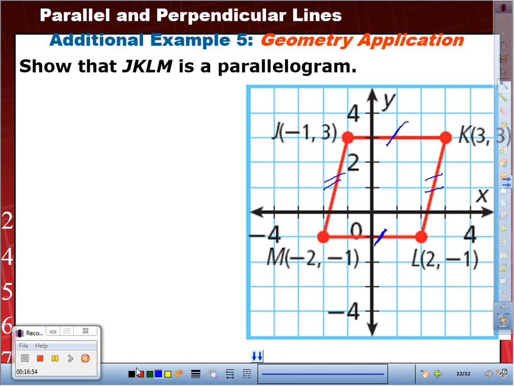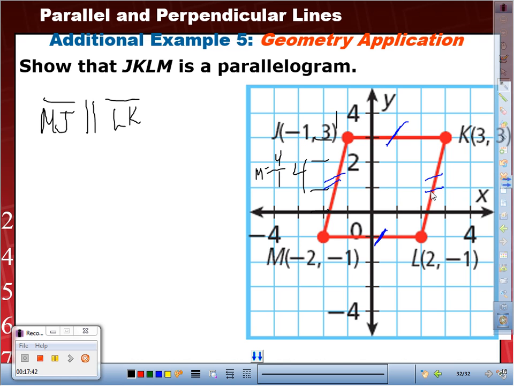So check this out. Look up please. First I'm going to check to see if MJ is parallel to LK. How can we check that? We can check it using the slope. So what would be our slope from here to here? Let's see, 1, 2, 3, 4. How many to the right? 1. So my slope is 4/1.